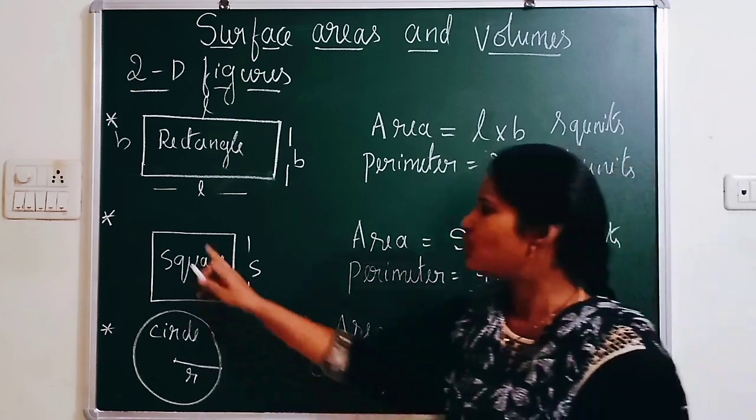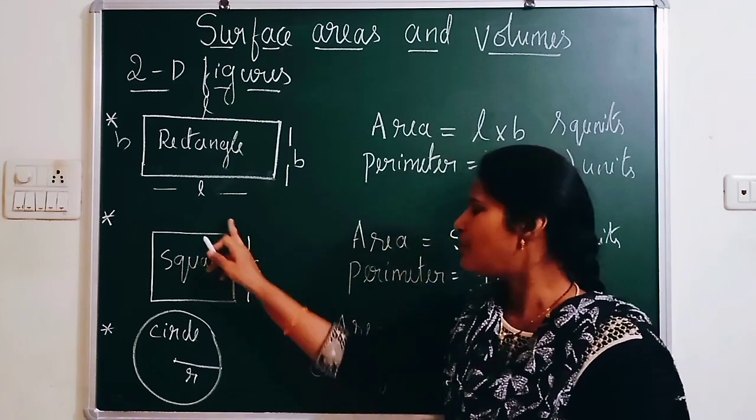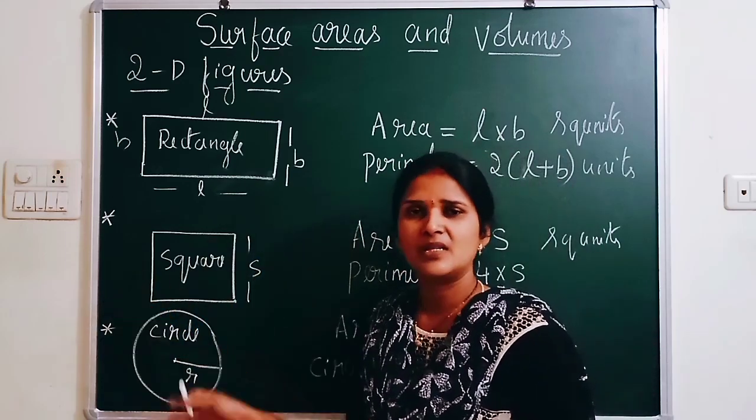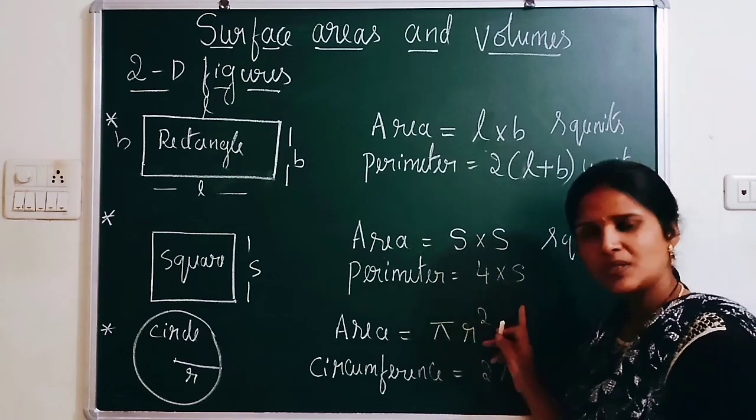Perimeter of square: you have four sides, and all four sides are equal. So side plus side plus side plus side. How many sides? Four sides. So perimeter of square is 4 into side.